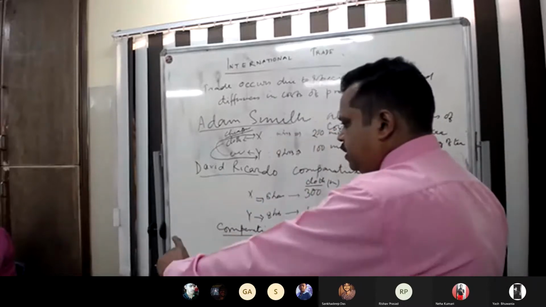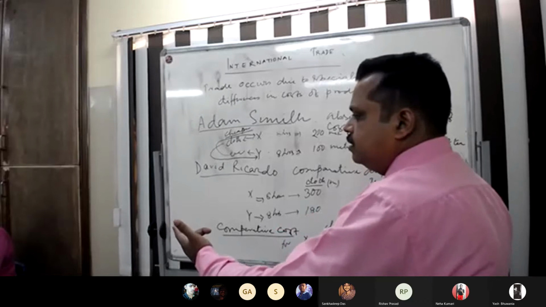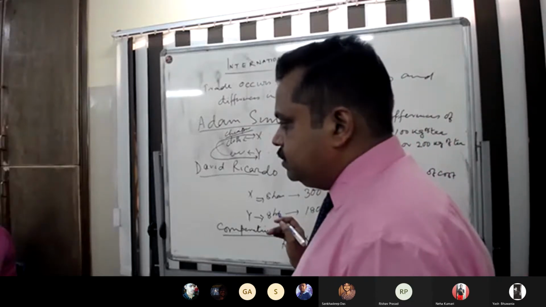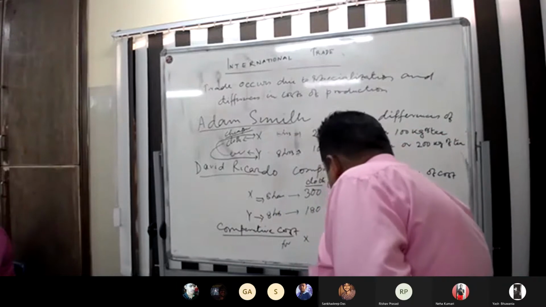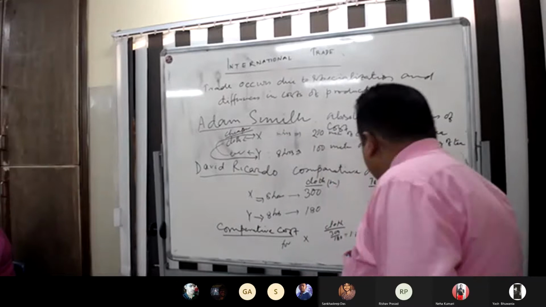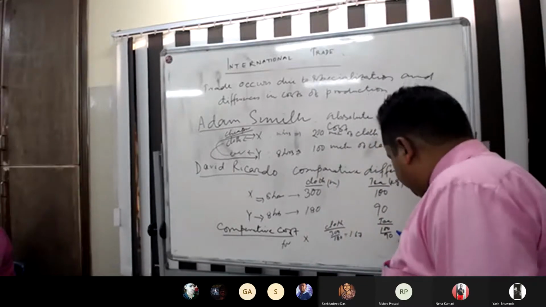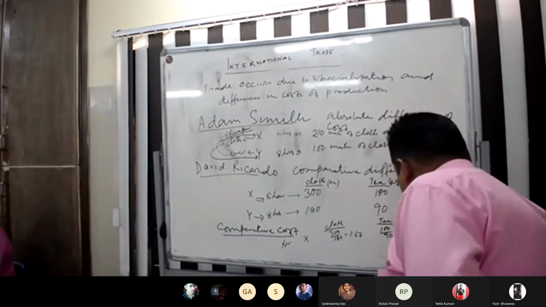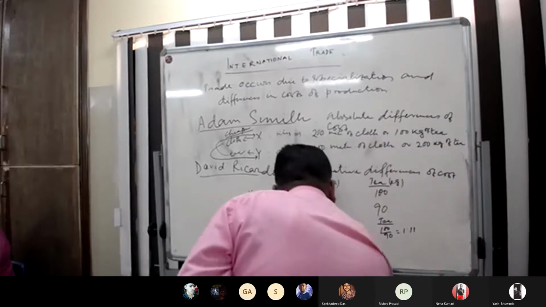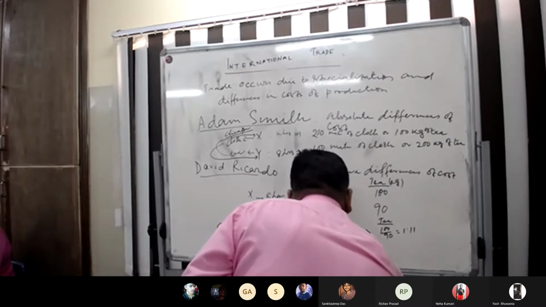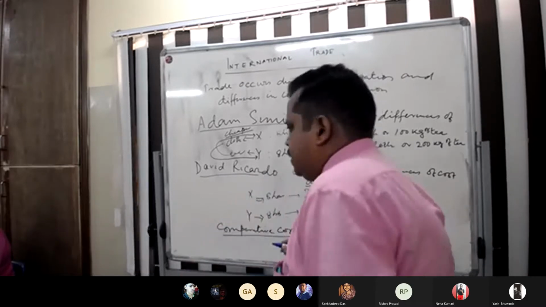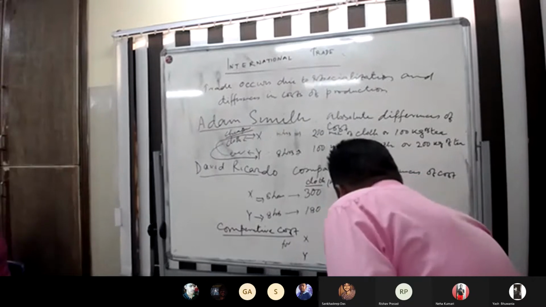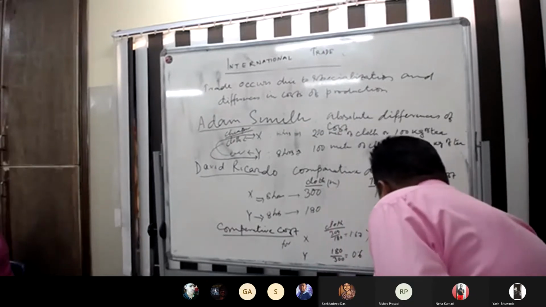300 by 180, 1.67, and 100 by 90, 1.1, and 180 by 300, 0.6, 90 by 100, 0.9.